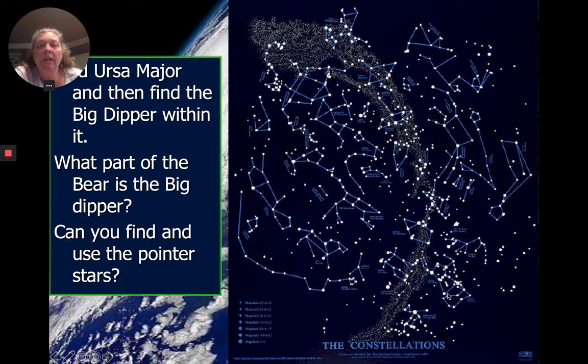All right. Here is the entire night sky, and here's the Big Bear. And here's the Big Dipper right here. That's his butt and his tail. Remember, the Big Dipper is an asterism, not a constellation, because it's part of a bigger constellation. And here are the pointer stars. They point at Polaris, and this is the Little Dipper right there.